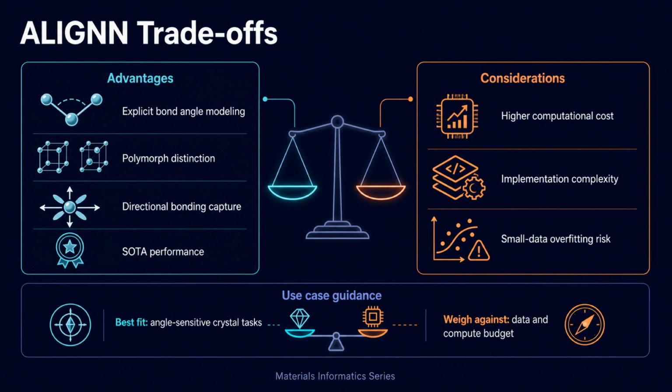ALIGNN's advantages include explicit bond angle modeling, which is crucial for distinguishing polymorphs and capturing directional bonding. It achieves state-of-the-art performance. However, line graph construction increases computational cost compared to CGCNN. The implementation is complex and harder to debug. With small datasets, the increased model complexity raises overfitting risk.